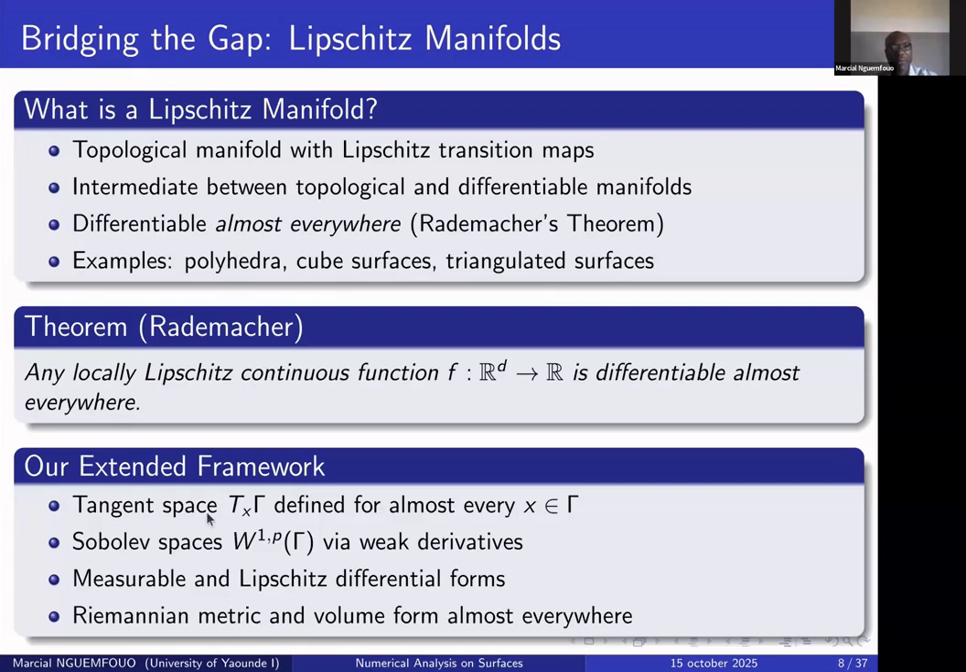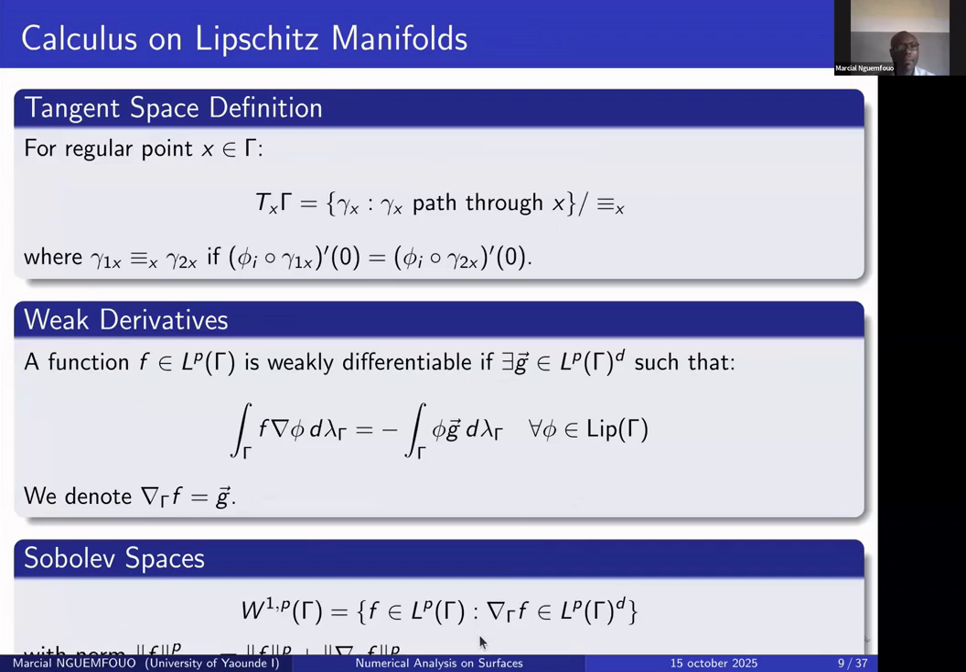Our extended framework, we define the tangent space for almost every x on our surface. We define a Sobolev space via weak derivative, the measurable and Lipschitz differential form, and the Riemannian metric and volume form also almost everywhere.